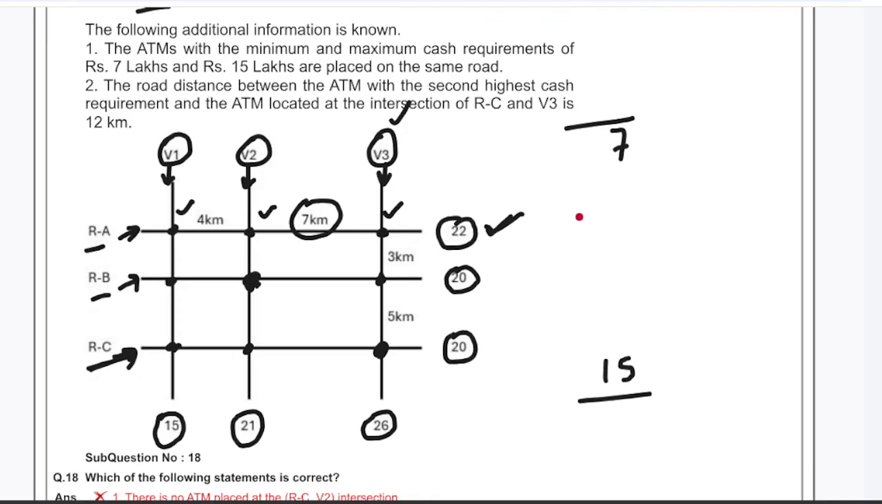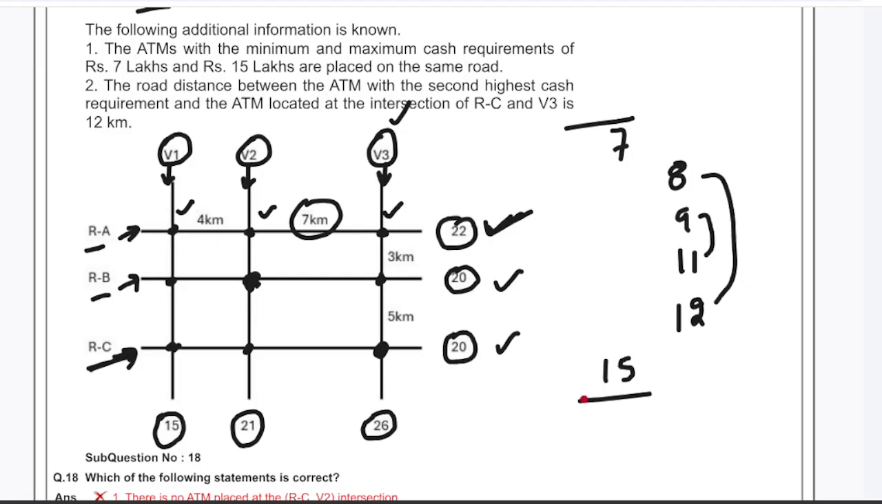So with this information, as we can see, the total for this road has to be 22, for this road has to be 20, for this road has to be 20. That means to make 20, with the numbers between 7 and 15, either I may have 8 and 12, or I can have 9 and 11. There's no other combination which can make a total of 20. That means these points have two ATMs, which are 9 and 11. These points should also have two ATMs, which should be 8 and 12. And this should have 15 and 7. But how, let's see that.